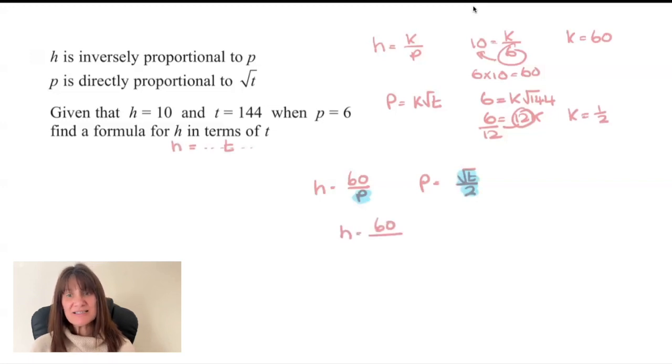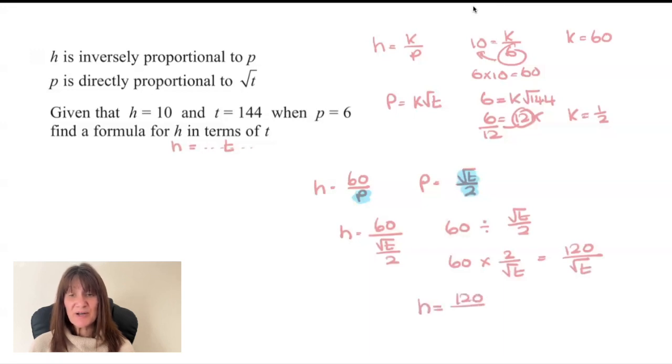Now, when I do that, 60 over root T over 2 doesn't feel right. It doesn't look good for it to look like that. So we're going to write it the old-fashioned way, 60 divided by root T over 2. And then I can go back to my fraction knowledge. I'm going to keep, change, flip. So I've got 60 times 2 is 120 all over root T. And that's it. H is equal to 120 over root T. I don't need to try and tidy up any further than that.